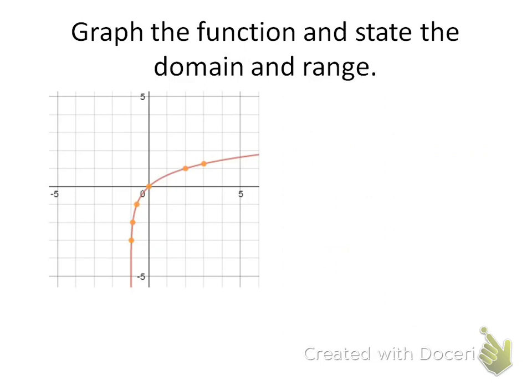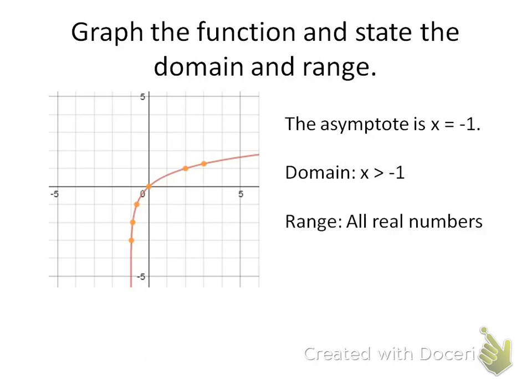The graph, and then we're going to state domain and range. The asymptote is the vertical line x equals -1. So then the domain is affected by that. If I look at the asymptote, x equals -1, the image is to the right of it. So to symbolize being to the right, the domain is x greater than -1. And last but not least, with that range, you can get any real number for the outputs. The range will be anywhere.